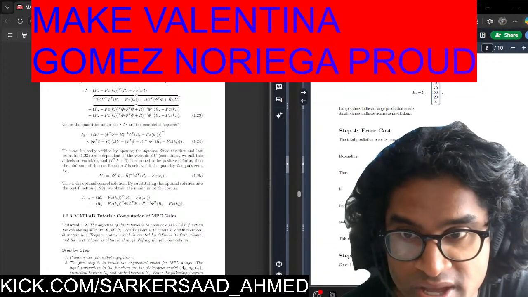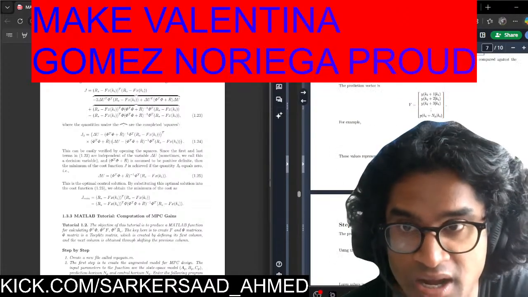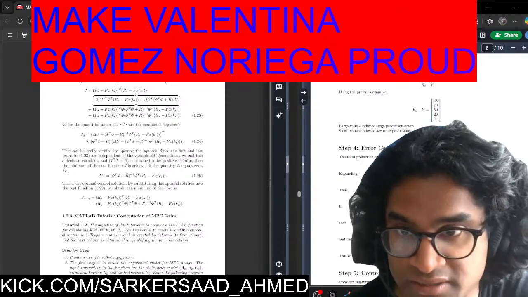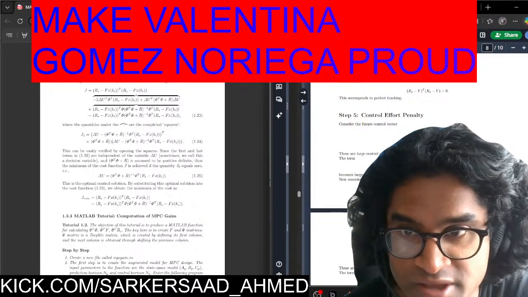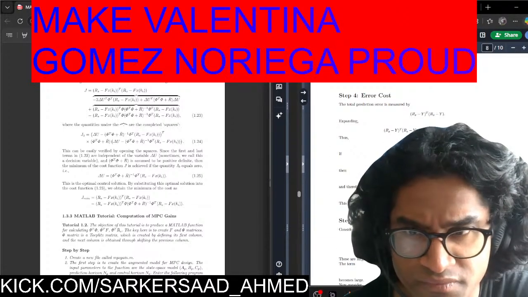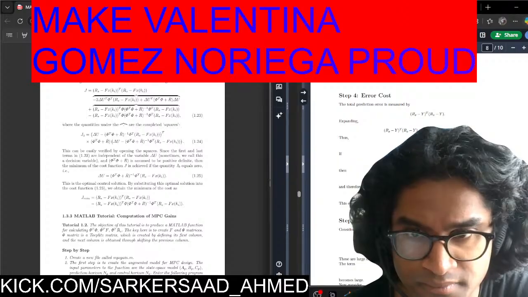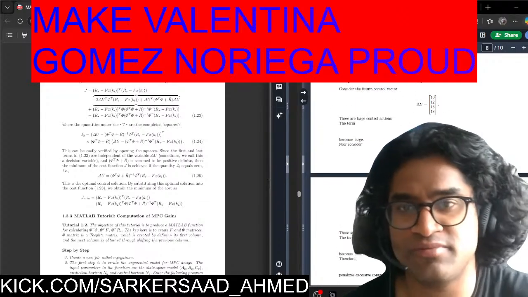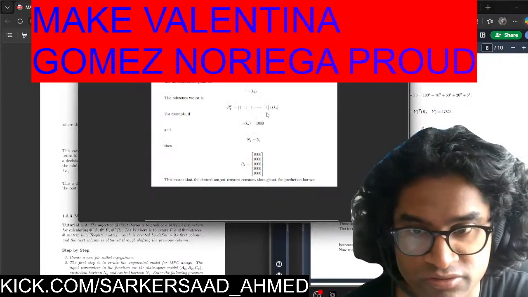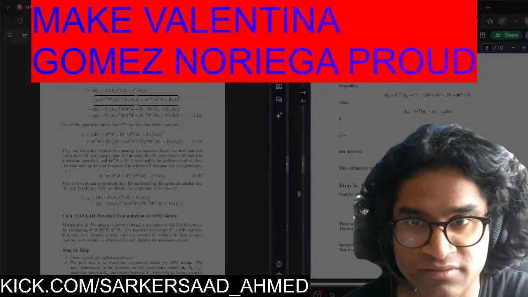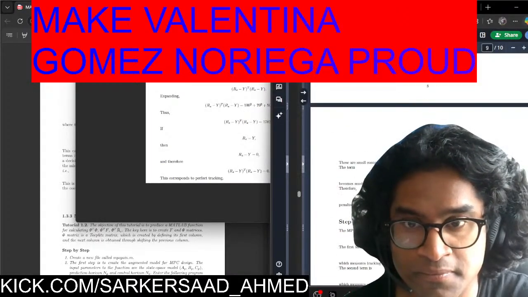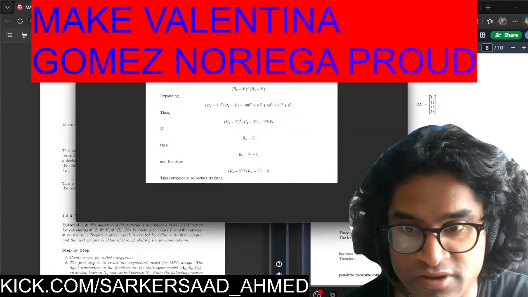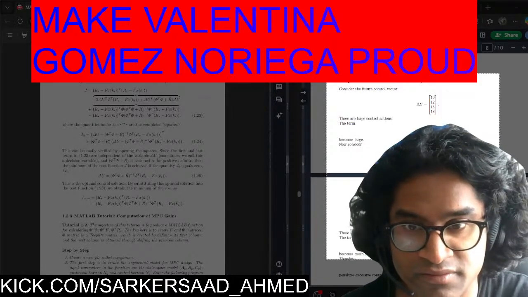Step 2 and step 3, I understood because they just explained that. Step 4 and step 5, can you explain what's going on? So step 4 and step 5.